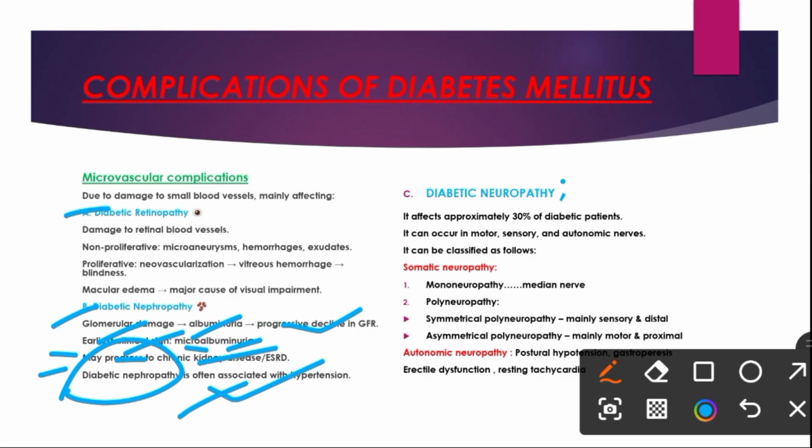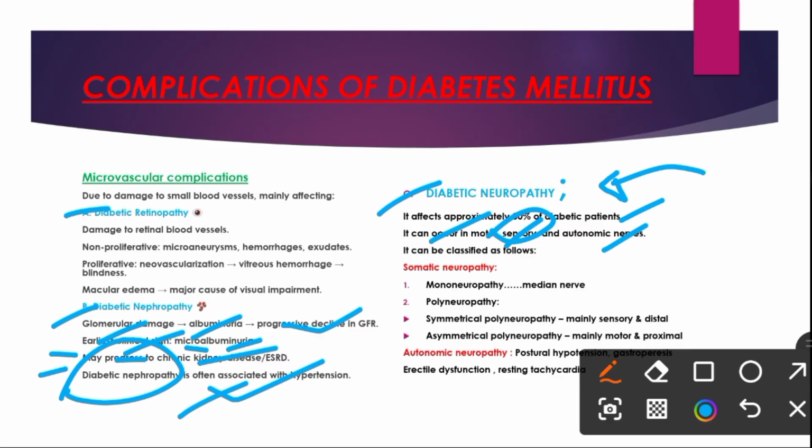Third one, in the microvascular complication is diabetic neuropathy. Neuropathy means that there will be damage to the nerves. In diabetes, the high glucose level in the blood causes damage to the small blood vessels that supply blood to the nerves, that is the vasa nervosa, which are damaged due to high glucose level with time. Diabetic neuropathy may involve the motor nerve, sensory nerve, or the autonomic nerve. The sensory nerves are most commonly involved.